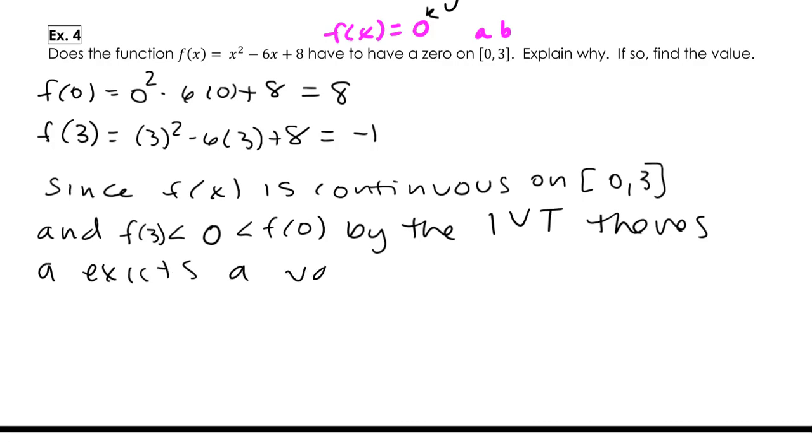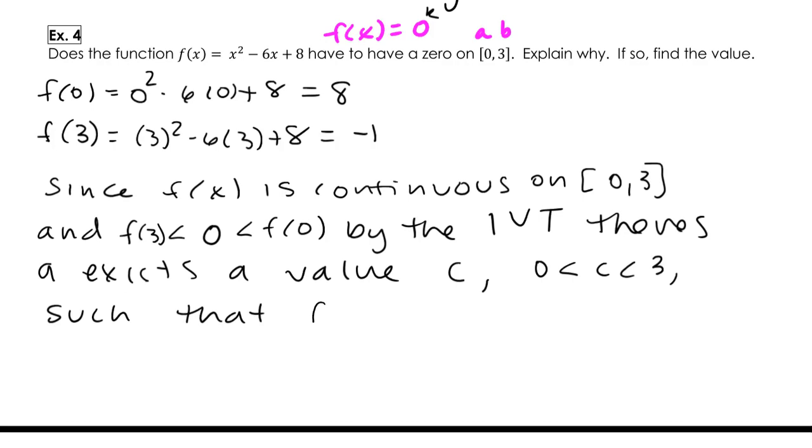a value C. Again, same thing that we were writing. And remember, C had to be between A and B. So C is between A and B, such that f of C is K. F of C, in this case, our K is 0. Okay, if you have the theorem right next to you, you can see how much this matches up.